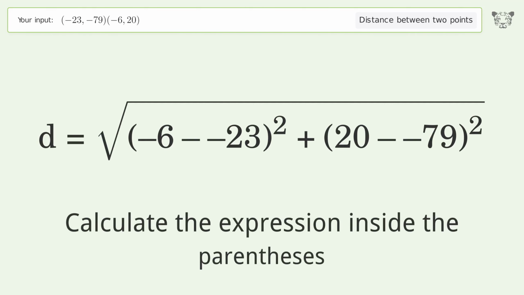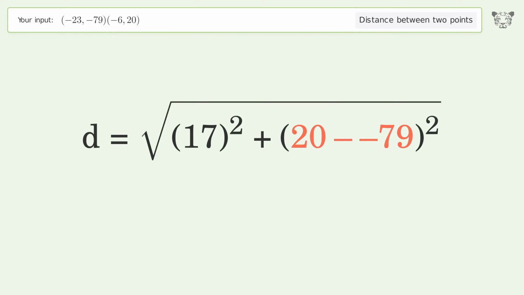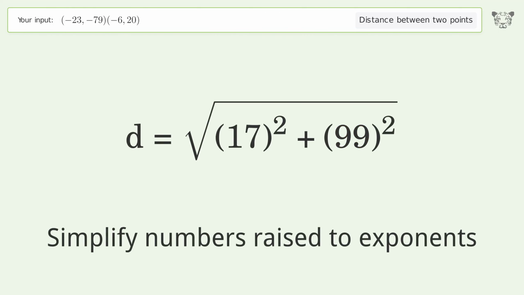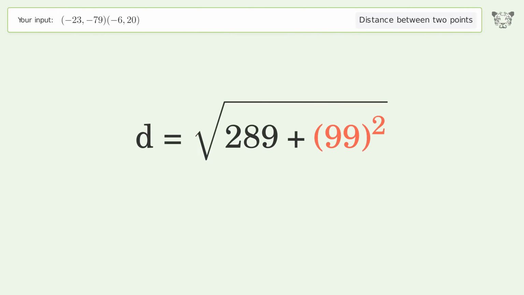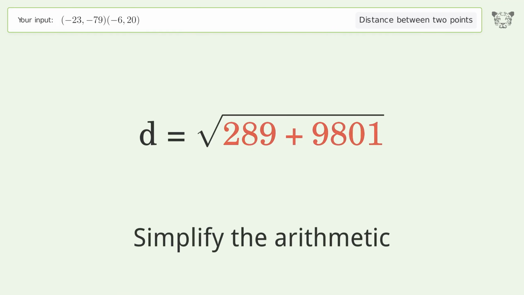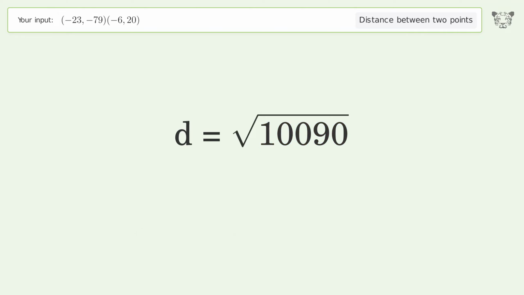Calculate the expression inside the parentheses. Simplify numbers raised to exponents. Simplify the arithmetic. And so the distance between the 2 points is the square root of 10,090, or 100.449.